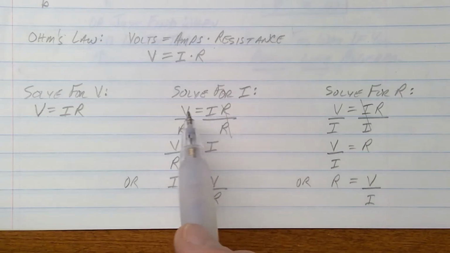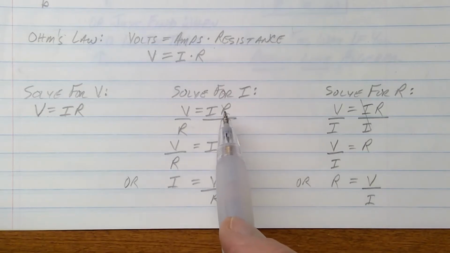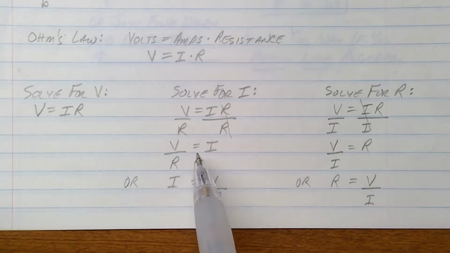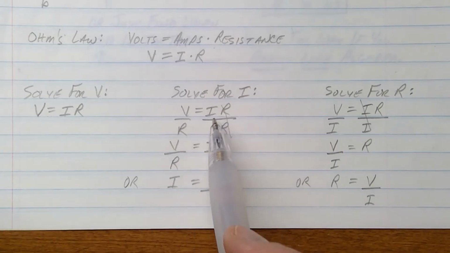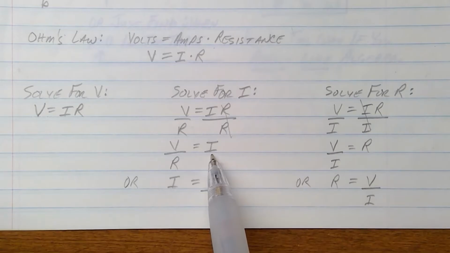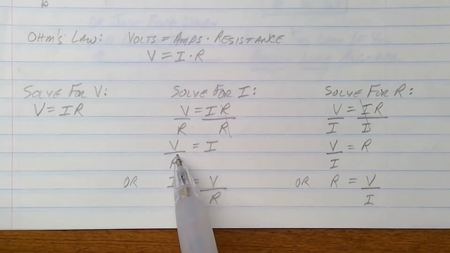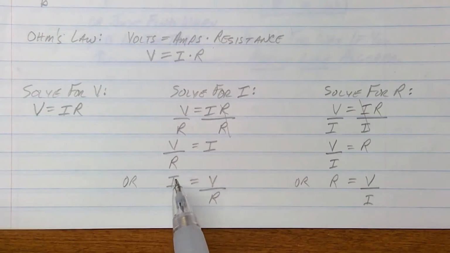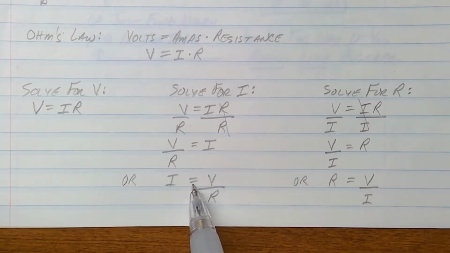So start with your original equation. You want to divide the R away from the I. So divide by R, write a new equation. I is alone. You solved for I. And so you're saying to find I, all you have to do is take the volts and divide by the resistance. To find the amps, all you do is take the volts divided by the resistance.